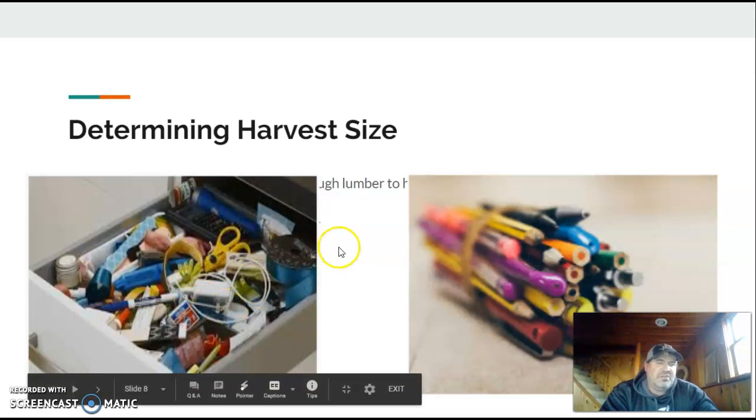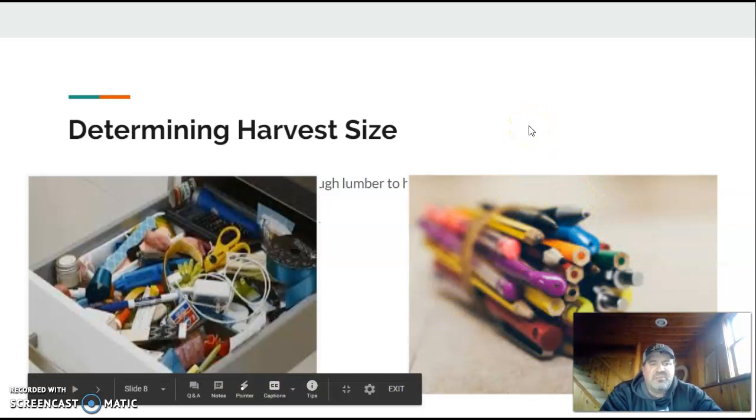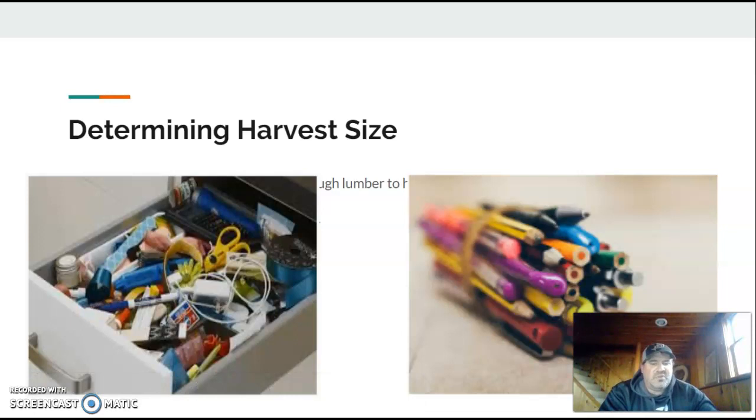So what we're going to try to do with this technique is sample, to get a visual idea of what it would look like if we chopped down all of the trees in the forest and bundled them up, and how much volume that would actually be. And is that going to be worth our time to actually harvest? So that is what this is about.